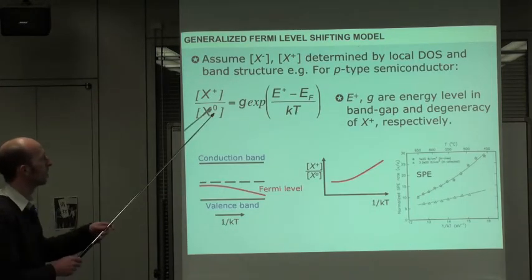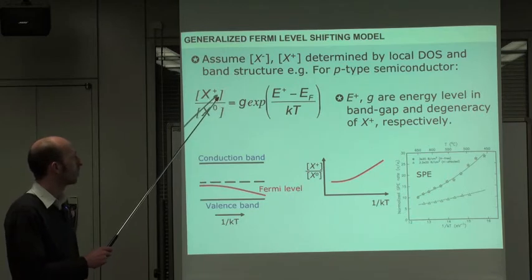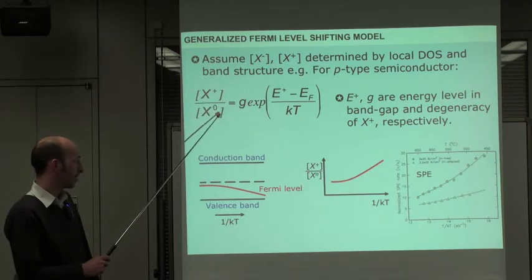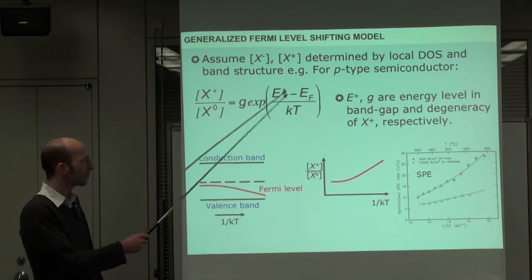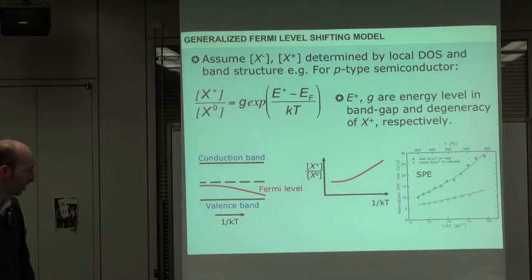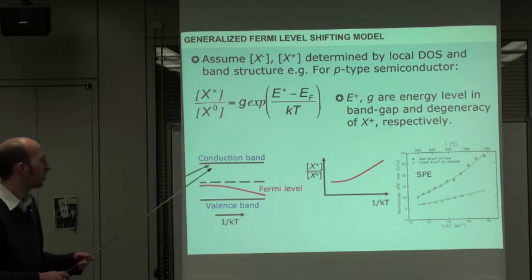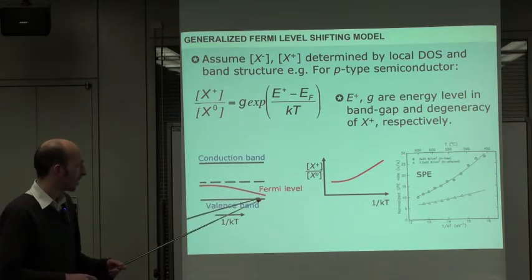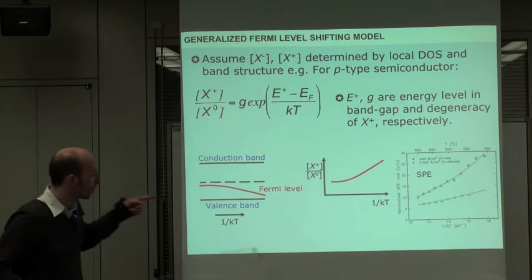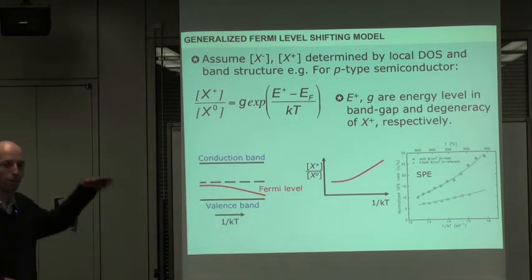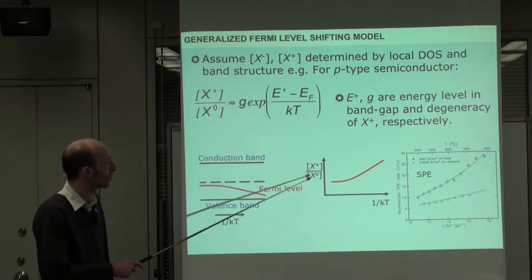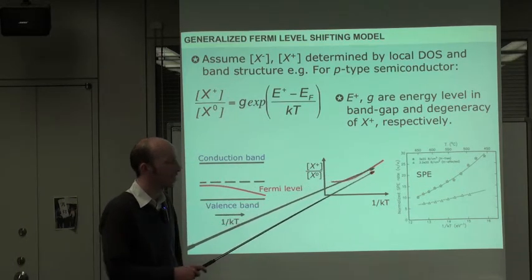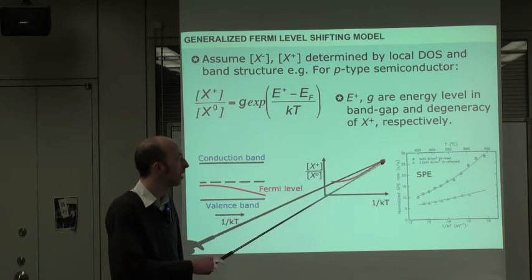Then, using Fermi-Dirac statistics, we can see that the charge state of the defect is given by this, where G is its degeneracy and E is the energy level. So, for example, if you change the temperature, going to lower temperatures, which is this direction, the Fermi level shifts towards the dopant band. And so you can see with this equation, as that occurs, the charged defect concentration increases.